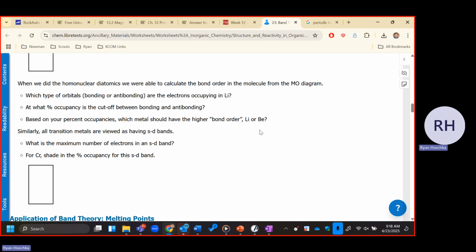What do we have for beryllium? I guess we can answer the second question there. What percent occupancy is the cutoff between bonding and antibonding? 50%. 50% are bonding, 50% are antibonding. Based on your percent occupancy, which metal should have the higher bond order, lithium or beryllium? Looking at that 1s level, where we had beryllium at 100% and lithium at 50%, which one is going to have a higher bond order? Lithium, because it doesn't have any electrons in that antibonding orbital, so you're going to have less there.